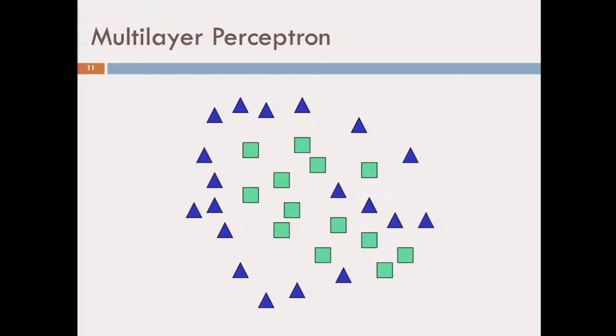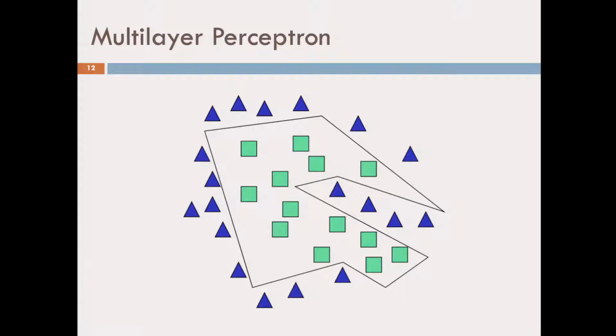Here's another example. You have the data, it's not linearly separable. So the first layer draws straight lines, and then a second layer combines these lines and forms this region that separates data.